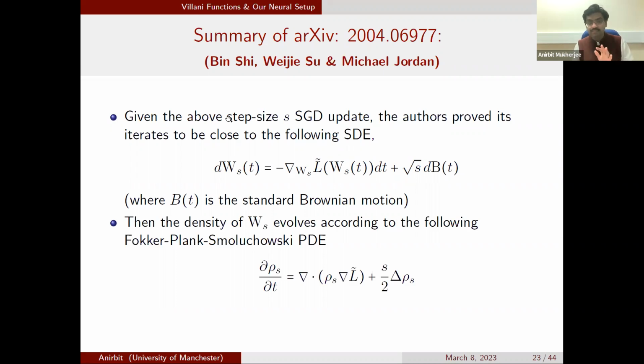The way the proof worked was to show that the density of the weights evolves according to the Fokker-Planck-Kolmogorov PDE, which is a very, very famous PDE. It comes from the forward equations of SDEs. So the partial time derivative of the density is the gradient of the density times the gradient of the loss plus S by 2 times the Laplacian of the density. So the density evolves along the Fokker-Planck PDE. This was the key thing that they had used.